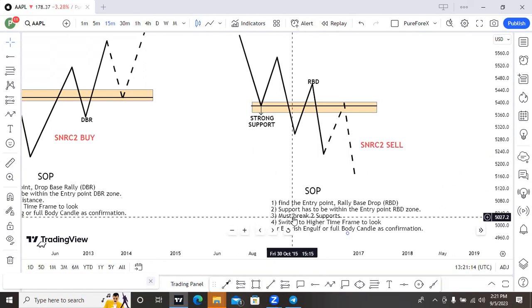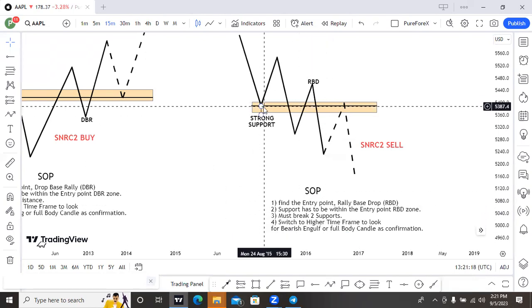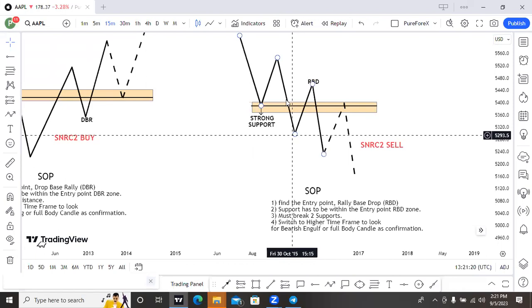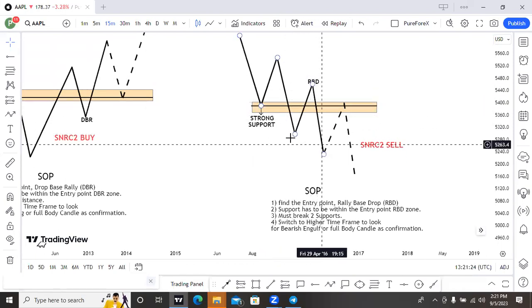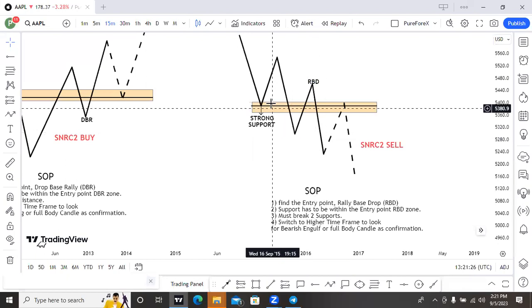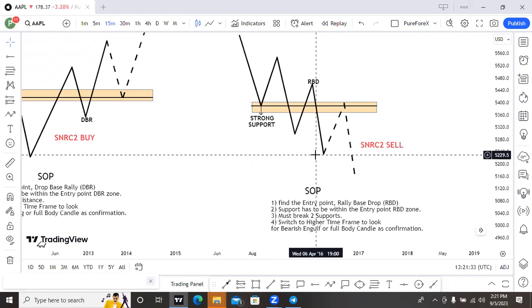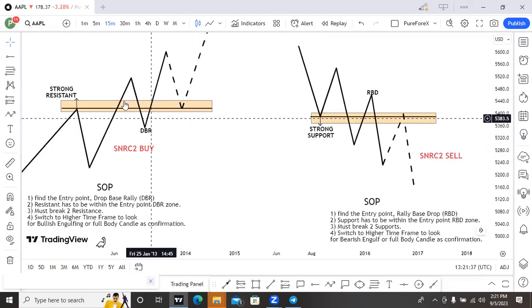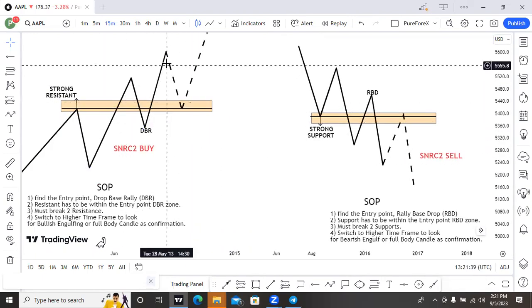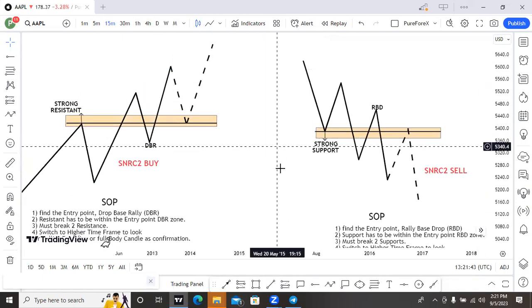Then procedure three: price must break through support. Look at the first strong support here, broken by price. Price breaks this support, comes back up, gives us some rally-based drop, and breaks the second support here. Once this happens on the chart, it is called an SNRC2 setup. So we expect price to come back to this point, then we sell. The same thing goes here. When this happens on the chart, we expect price to come back here so that we can buy, all right?